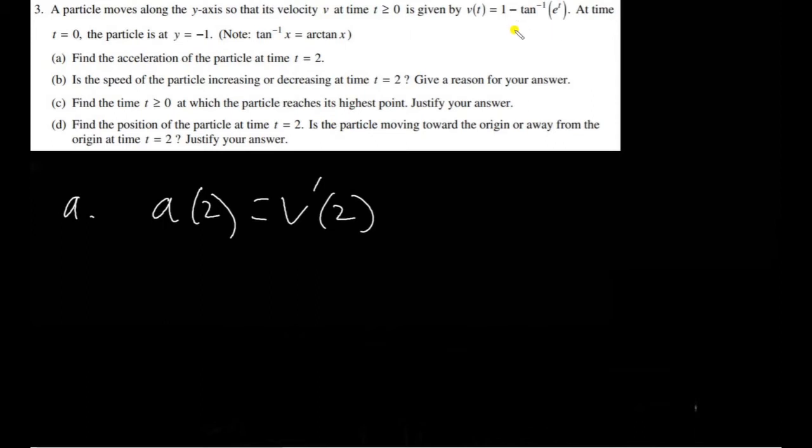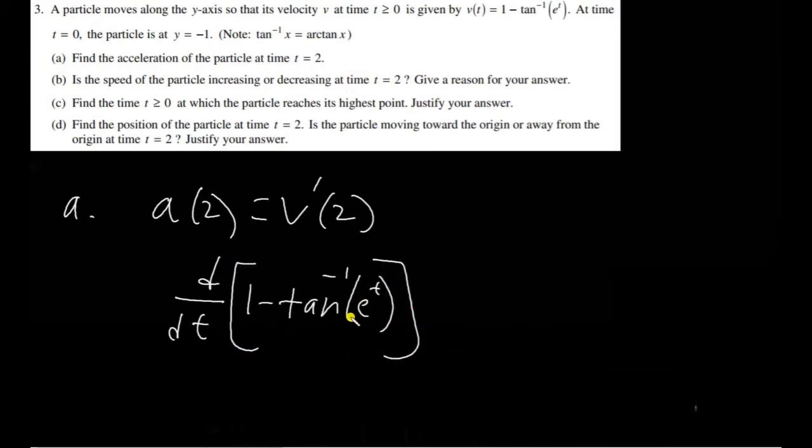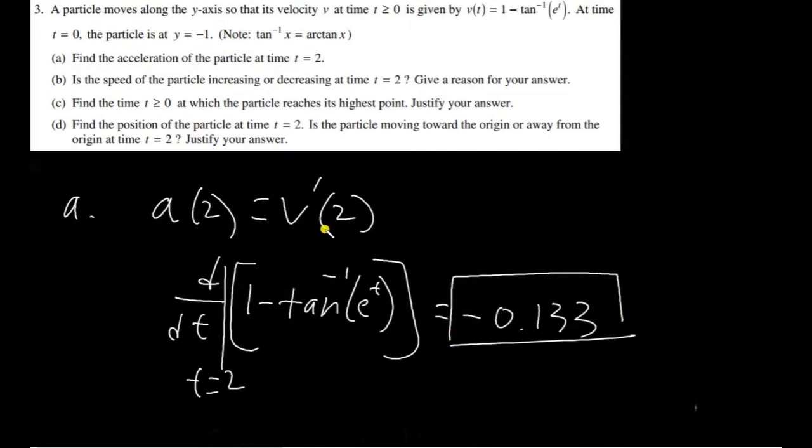So since we know the velocity function, we can just take the derivative of the velocity function, which is 1 minus the inverse tangent of e to the t. And then we can evaluate this at t equals 2. If we put this whole thing in our calculator, we will get negative 0.133, which is our answer, because that's v prime, which is the acceleration at time t equals 2. This was a quick 1-point question.